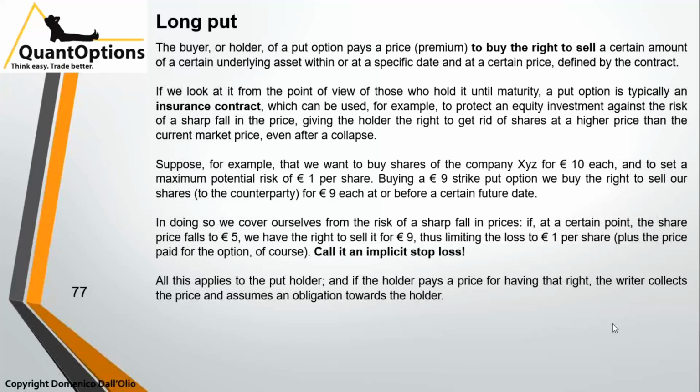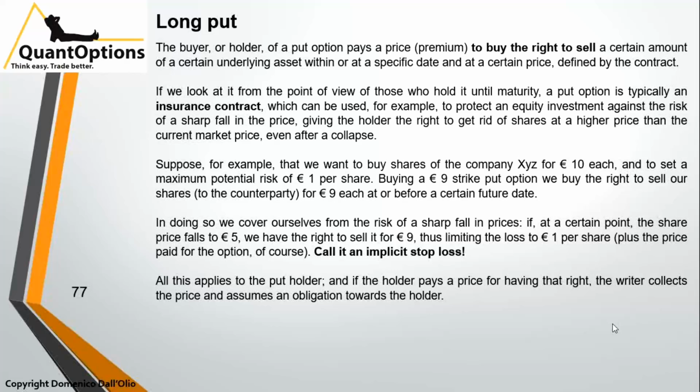Suppose, for example, that we want to buy shares of the company XYZ for 10 euros each and to set a maximum potential risk of 1 euro per share. Buying a 9 euro strike put option, we buy the right to sell our shares to someone else for 9 euros each at or before a certain future date. In doing so, we cover ourselves from the risk of a sharp fall in prices.